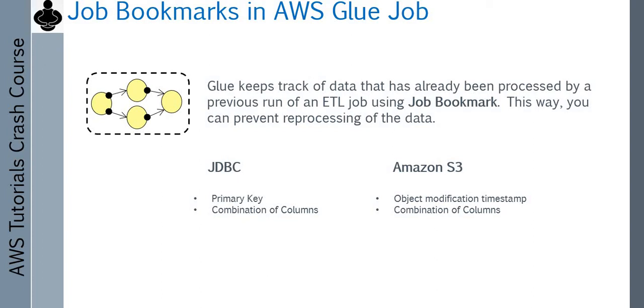In case of Amazon S3, you can use combination of columns to define the job bookmark, or you can also use object modification timestamp. That means since the last time the job run, whatever objects had been modified or their timestamp is newer, those objects are processed, those files are processed, rest are ignored. So Job Bookmark is a very important feature in AWS Glue Job, which can be used to ensure that data is not reprocessed.